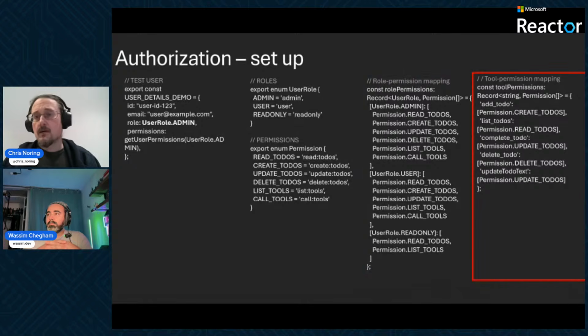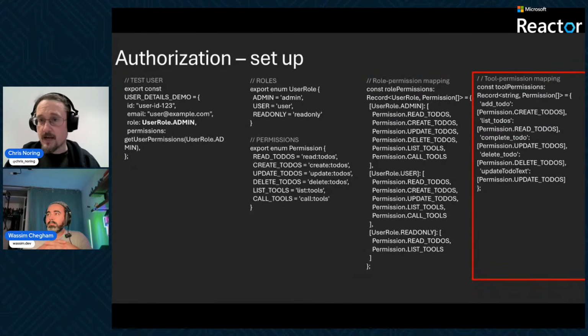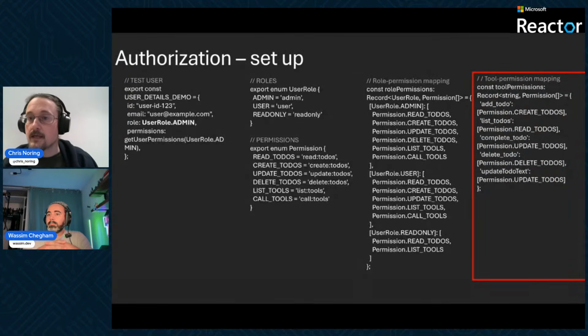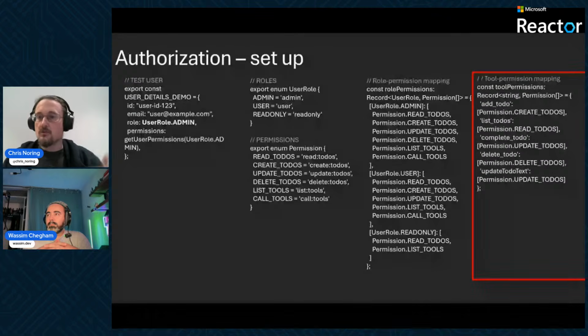And lastly, we have a tool and permission mapping. So this is a mapping that we're going to be using as part of the application to make sure that a certain tool has access to a certain permission level. So here we are kind of intermixing a tool with the permission level. So we can see, for example, that if my tool is called add to-do, that is the same thing as the permission level create to-dos. If I'm doing list to-dos, then that is the permission read to-dos, and so on.